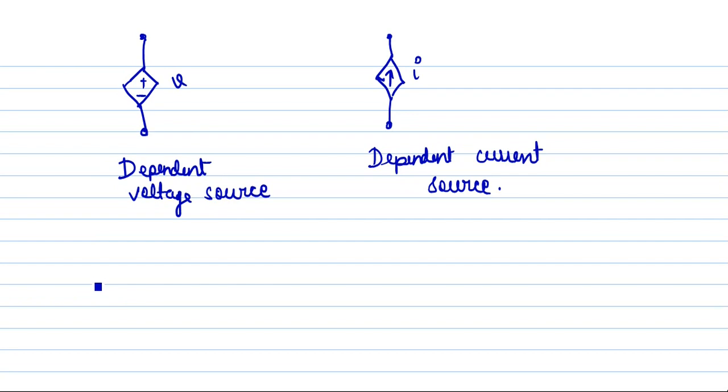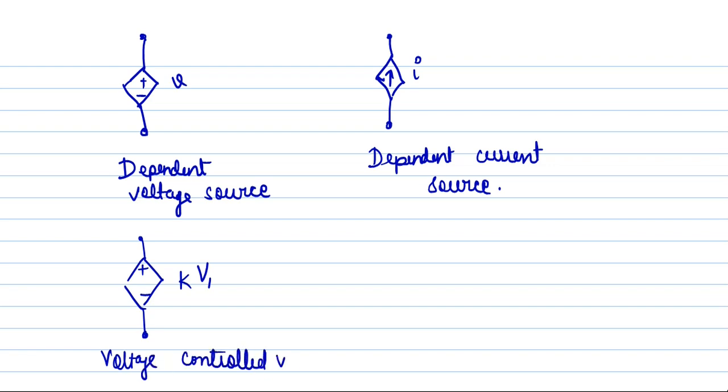This dependent voltage and current source are further divided into four types. So let's see with the symbol how this is represented. So first one here is a voltage source and it will depend upon voltage. So here you can see kV1. So it is depending upon voltage, or you can say here voltage controlled voltage source. The source is voltage and it is being controlled by voltage. So it will be called as a voltage controlled voltage source.